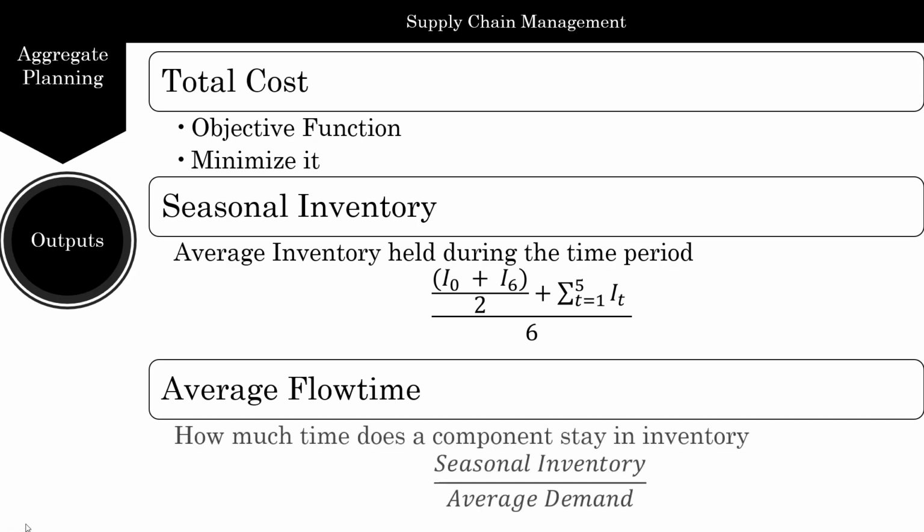We're going to calculate the average flow time. How much time does a component stay in the inventory on average? And this is seasonal inventory divided by average demand. So let's go switch over to Excel.